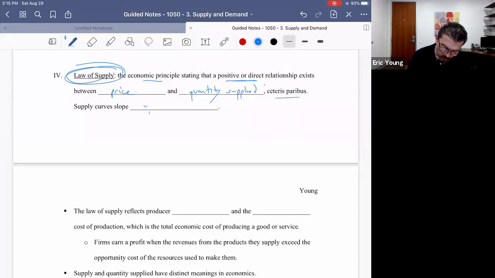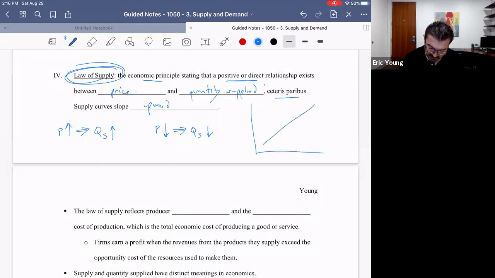Because of this law, we know that supply curves slope upward. We can express this law, as always, through symbols. As the price of an item goes up, that will lead to the quantity supplied going up. We can say that as the price of the item goes down, this will lead to the quantity supplied going down. Because it's a direct relationship, we can also map out a supply curve, which we'll do later. We would have P, 0, and Q on our axes, and we would have an upward sloping curve that we would label S. Okay, so that's the law of supply.